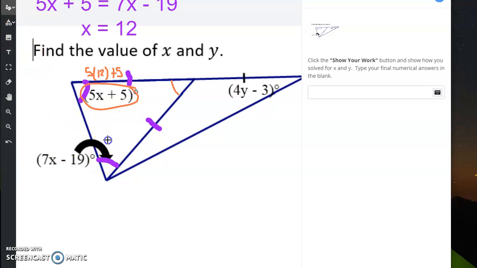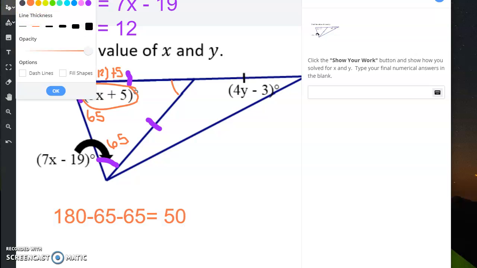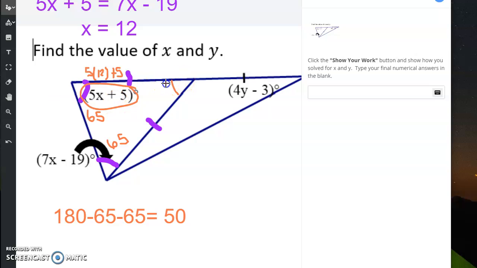So what that tells me is I've got 65 degrees down here at this angle, and I've got 65 degrees at this angle. I'm going to use that information to find out this vertex angle. So I'll have 180 degrees minus my two 65s, and that will be this upper angle at the top. So that equals 50 degrees. So now I have 50 degrees here.